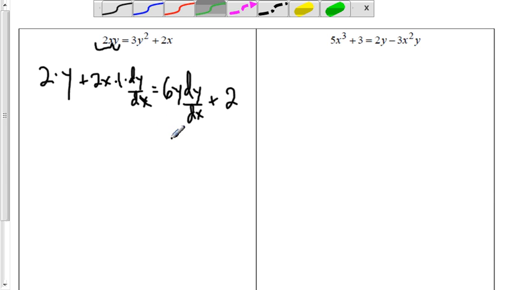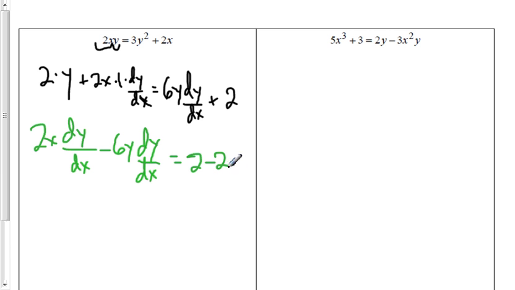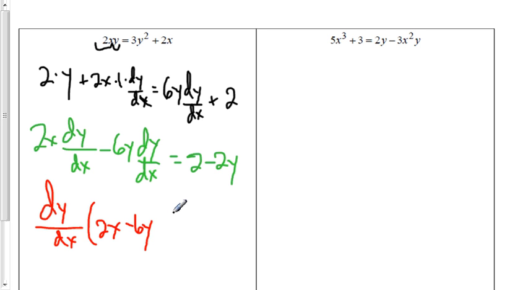Once again, our goal is to get all the dy/dx's on one side, just like what we were doing in Algebra 1 when we had to get the a by itself or the x by itself. So I'm going to leave that there. We're going to bring everything over to the left. So minus 6y dy/dx. Bring this 2y over, so we'll write the 2 first: 2 minus 2y. Now let's factor out dy/dx. We're left with 2x minus 6y equals 2 minus 2y.